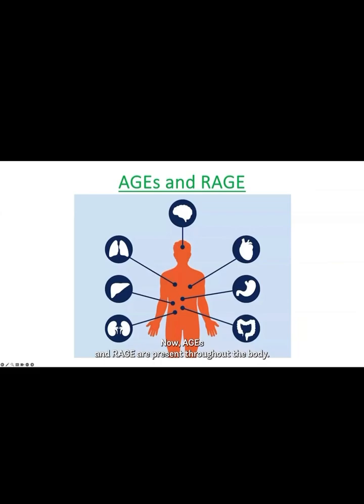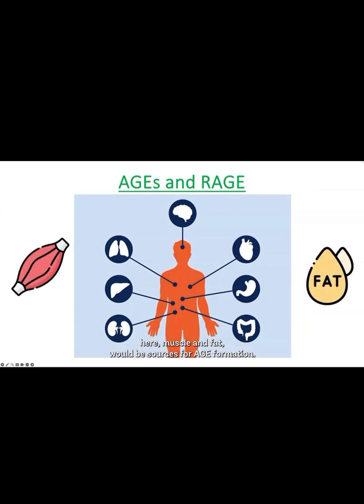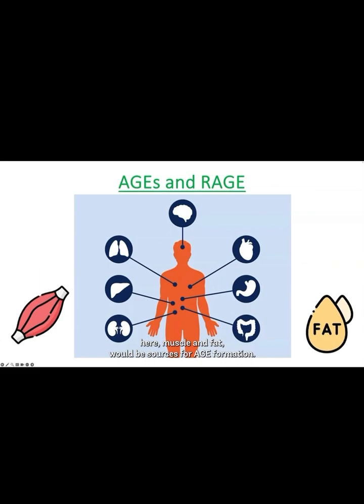Now, AGEs and RAGE are present throughout the body, so many tissue types, including, although not shown here, muscle and fat would be sources for AGE formation. Let me lastly navigate this wheel of ideas related to lipid metabolism, hyperglycemia control, inflammation, and antioxidation.